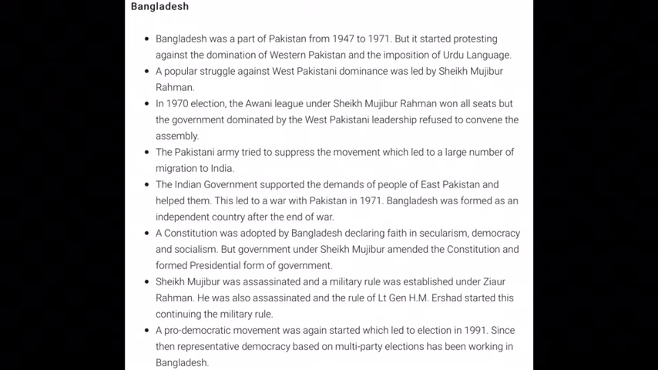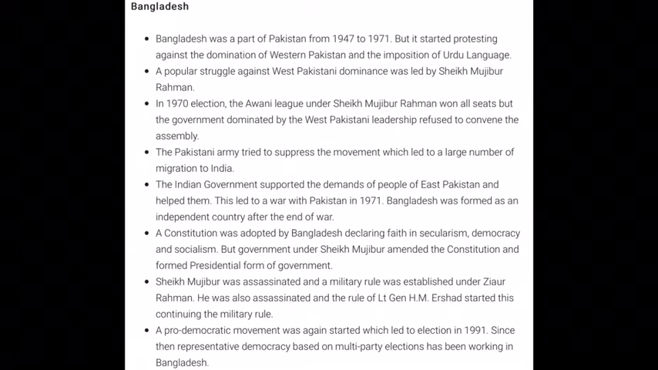But after that, in 1975, Sheikh Mujib, who was the leader of the country and had led the movement, amended the constitution. Earlier the type of government was parliamentary, that is, a president, prime minister and council of ministers. He changed it to a presidential form, where the president became the head of the country and also the head of the government. This led to conflict in Bangladesh.